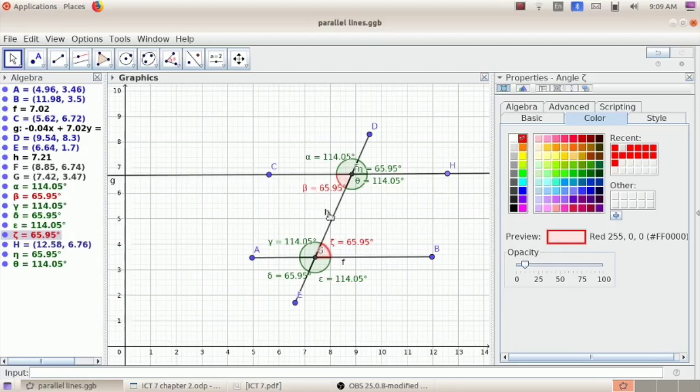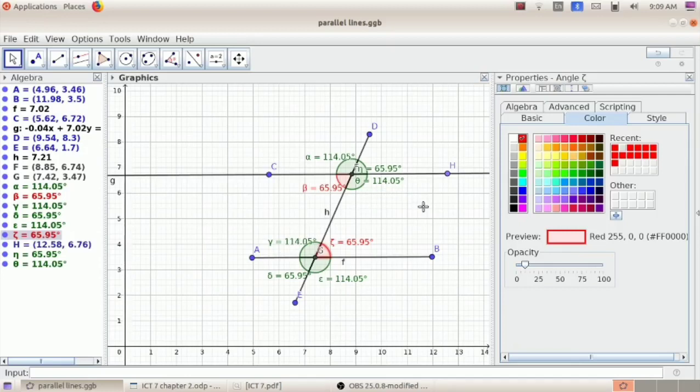See these angles, it is 65.95 degree. And the other pair of corresponding angles, that is 114.05 degree. So when two parallel lines are intersected by another line, the alternate angles will be also equal.